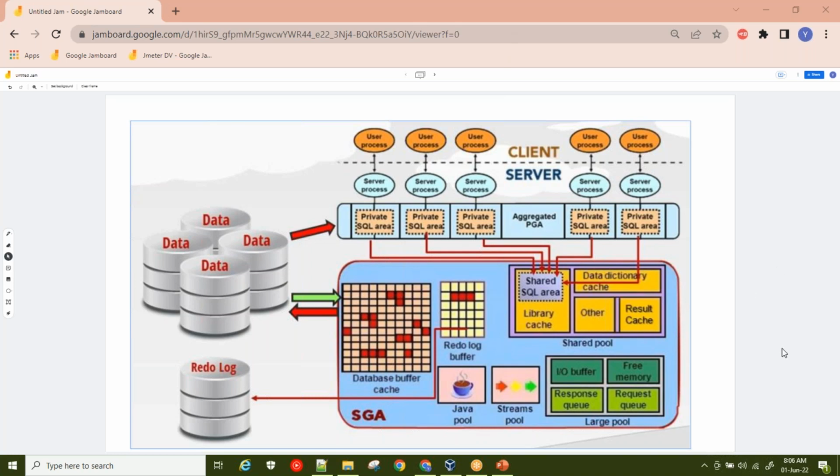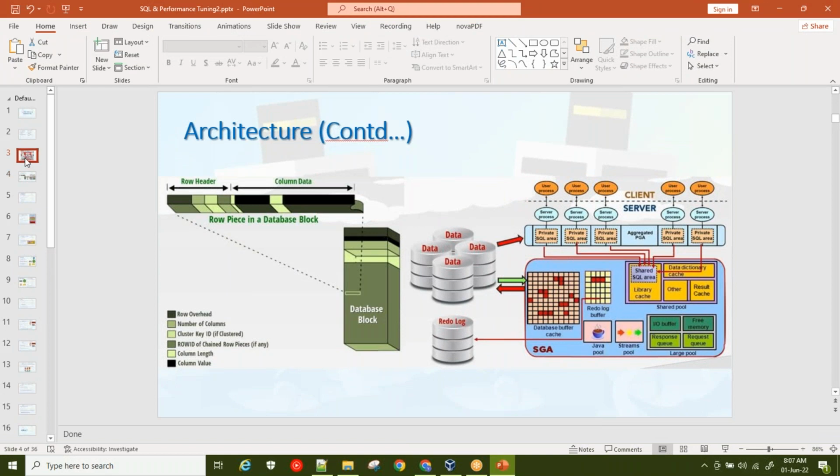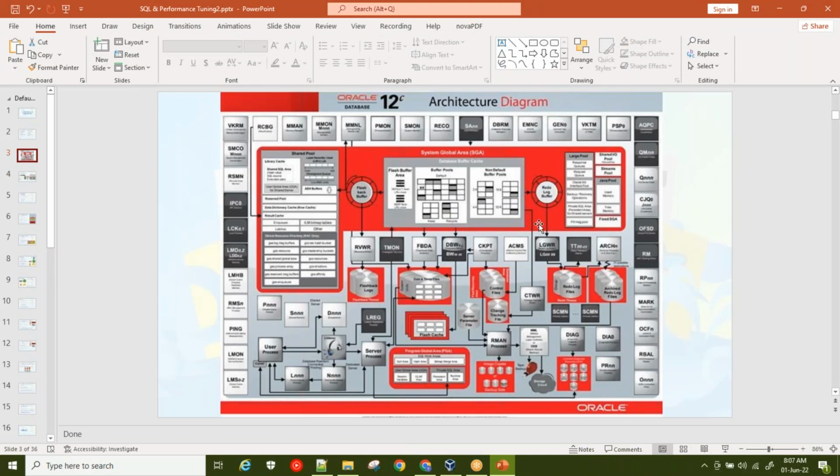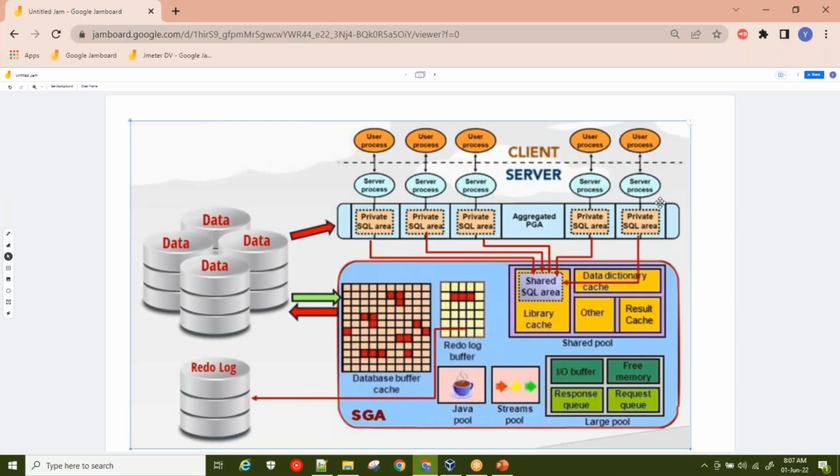Okay, so this is one simple diagram. Rather than complicating the database architecture so much, as we saw in the previous diagram, this one is very complicated. Understanding it is very difficult. So for that purpose only, we have this smaller architecture diagram.